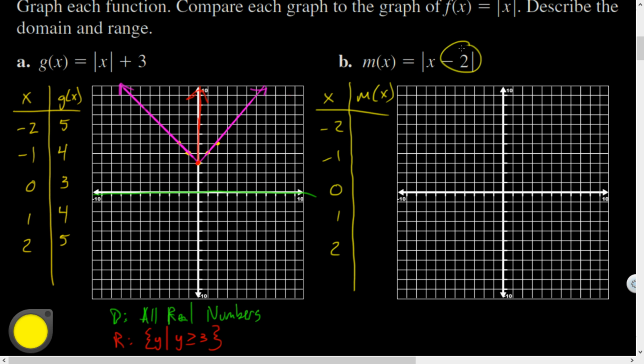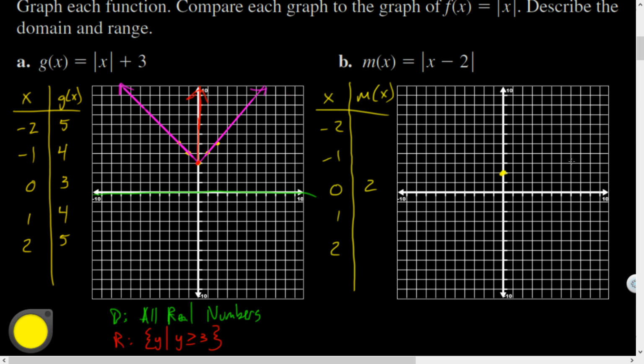Now here, the -2 is inside the absolute value. The call is coming from inside the house. And so the absolute value of x - 2, all inside, or the absolute value of the difference of x and 2, maybe I could say that. Let's plug in some number. What happens when I plug in 0? What's 0 minus 2? Well, that's -2. And then what is the absolute value of -2? +2. So (0, 2) is on my graph.